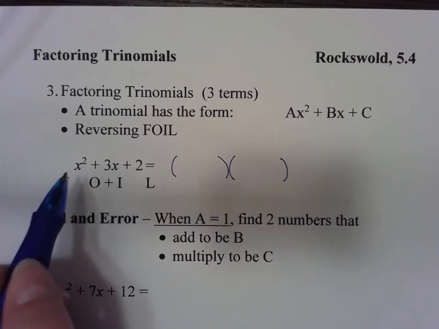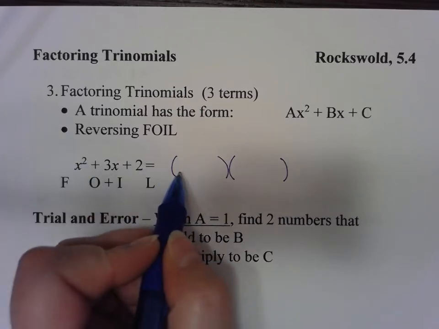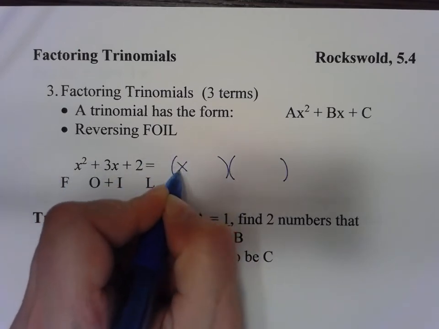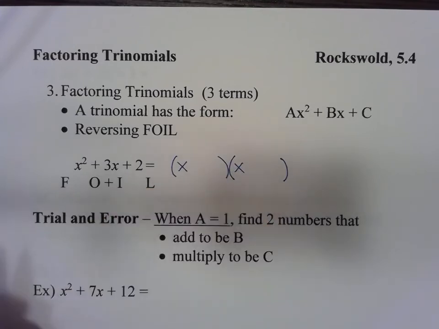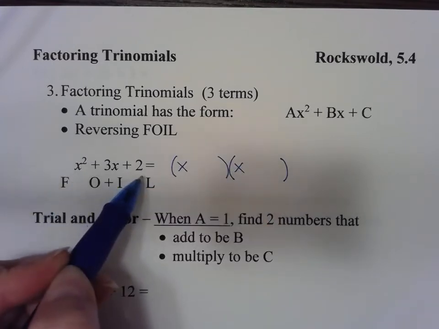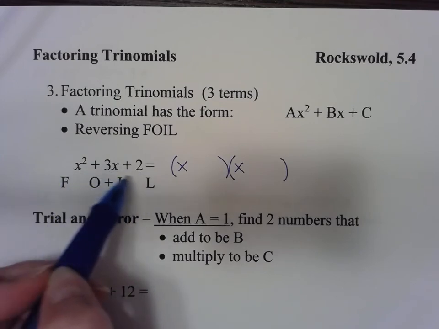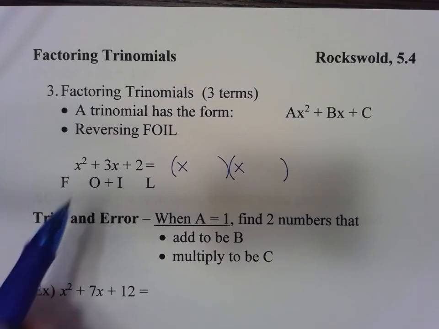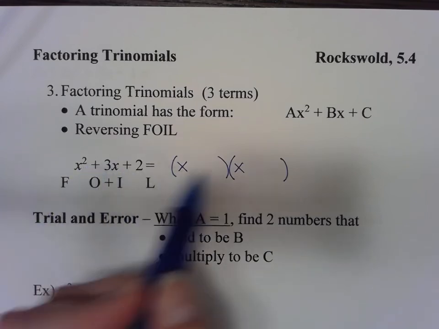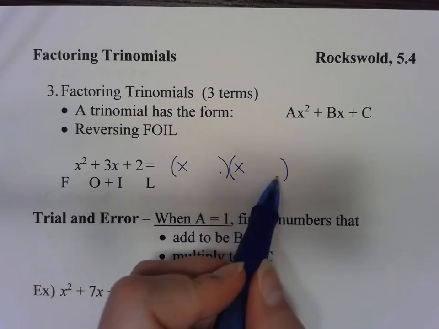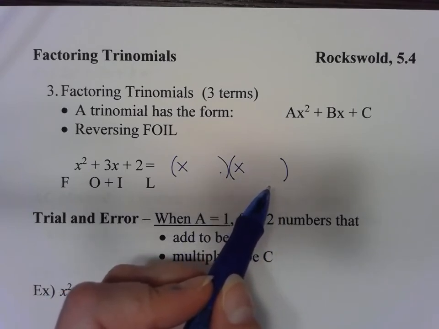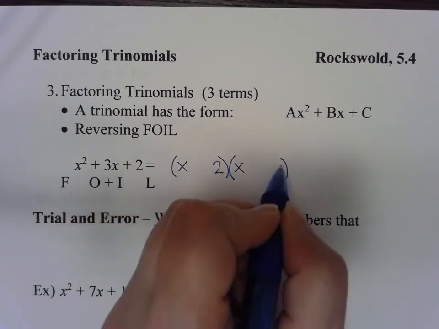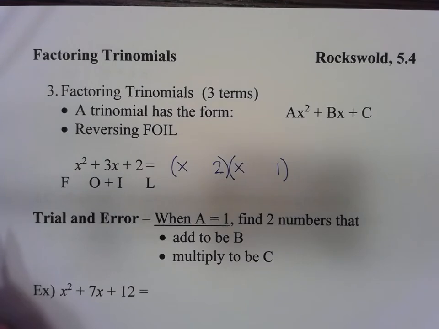So we just looked at FOIL in the last video. And so the first times the first is what gives us x squared, because we need a variable in each parentheses. If we didn't have a variable in both, then we'd have to have a GCF here, and we don't. So we need a variable in both parentheses. To get the 2, I need 2 numbers in the back that multiply to be 2. I always start with this one because there's only one possibility, right? It has to be a 2 and a 1. There aren't any other options.